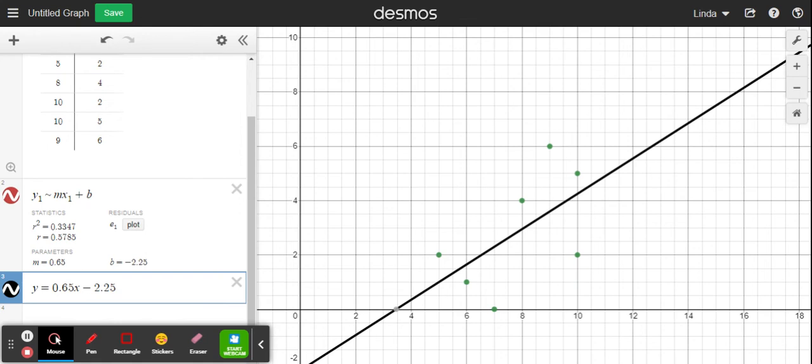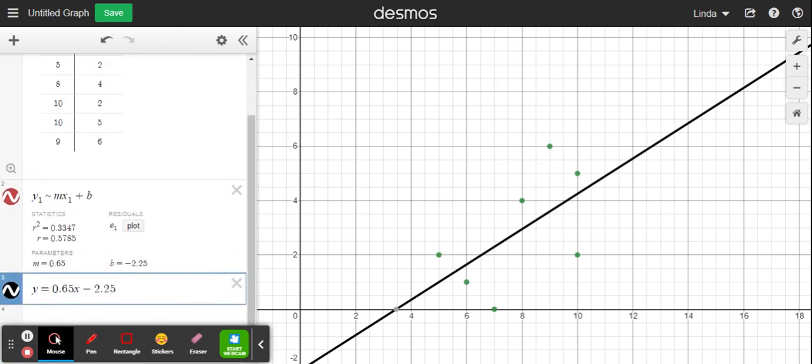So our M is given to us, our B is given to us, and our R, the correlation coefficient, is given to us at 0.57. That's not a great one, but it's definitely between 0 and 1. So it is definitely considered statistically probable that this is the line of best fit for these particular data points.